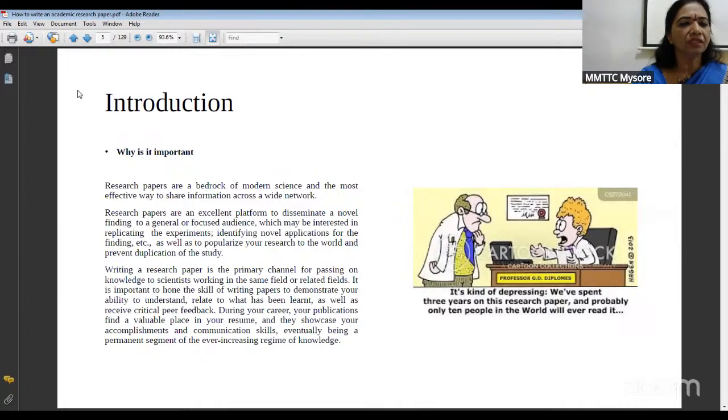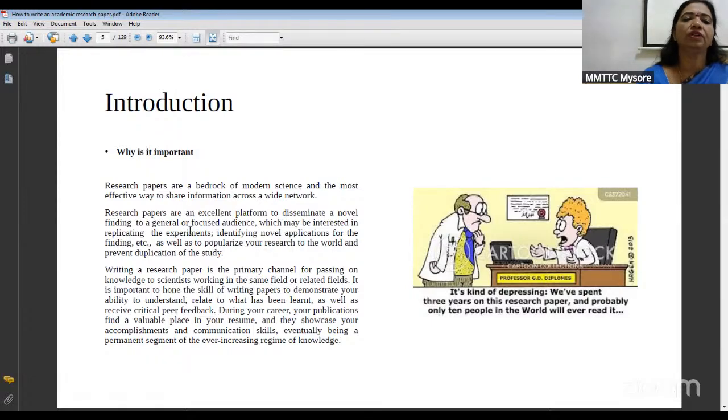Okay. So why is it important? Why is it important to write a research paper? Research papers are an excellent platform to disseminate a novel finding to a general or focused audience. So you have done something, and if you don't tell it to the audience, it's not going to reach them, right? People say knowledge should flow. It should not be still water, right? It should flow.